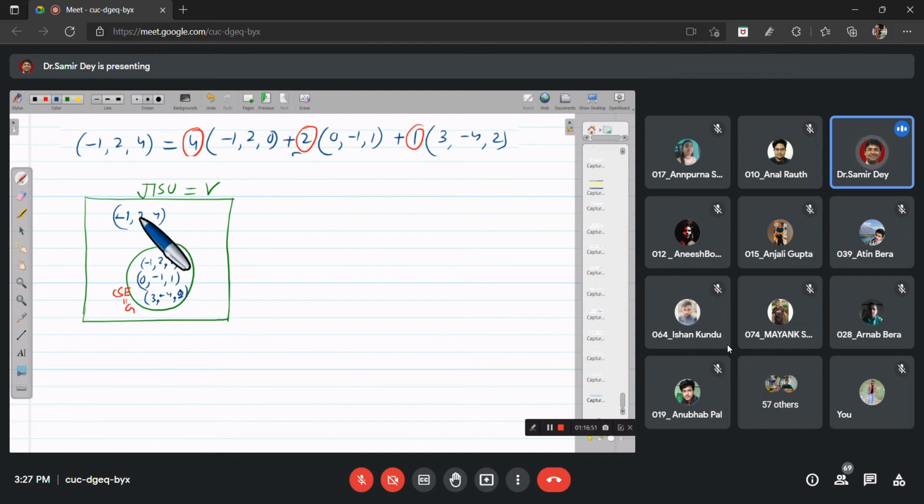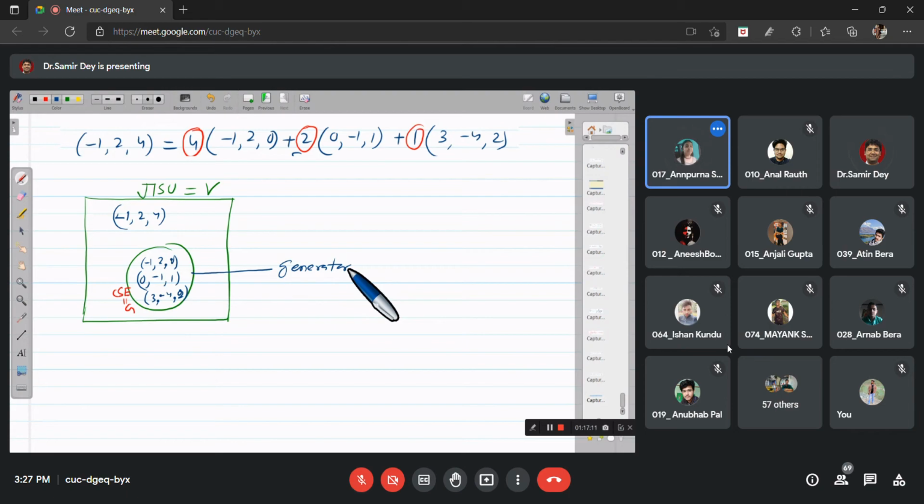This vector can be expressed as a linear combination of these three vectors. Then you can say, if it is possible, then this is a generator. Is it clear or not? Yes, sir. Clear. Sir, repeat once again.